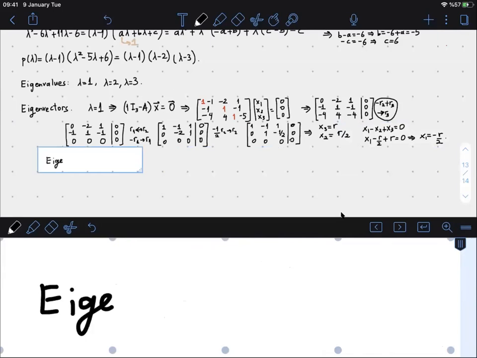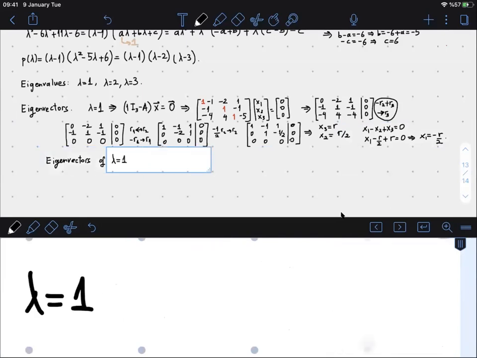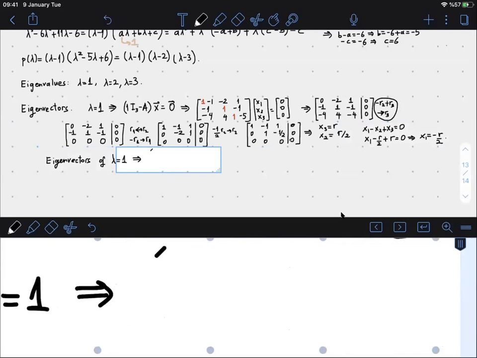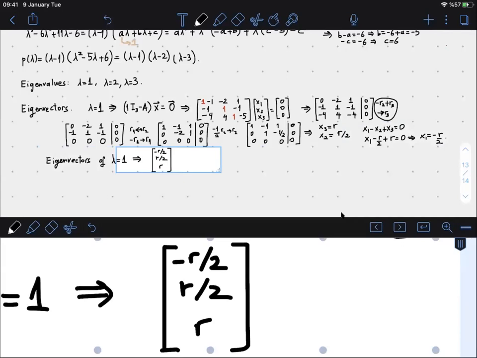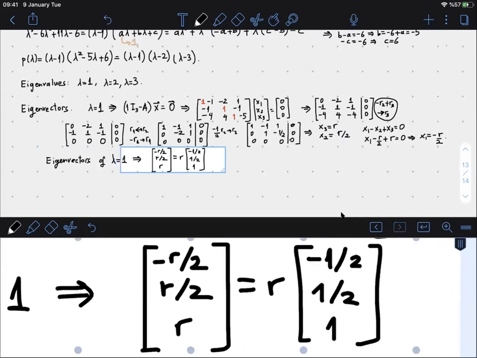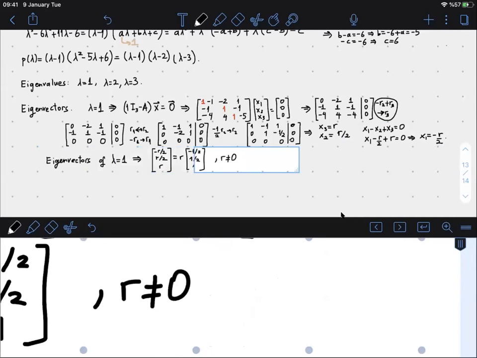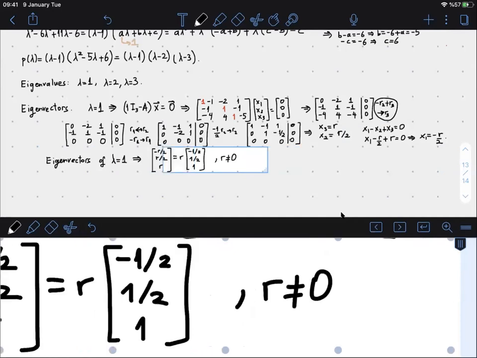So eigenvectors of lambda equals 1 are of this form. So minus r/2 is x1, right? x2 is r/2 and x3 is r. Or I can write this as r times minus 1/2, plus 1/2 and 1. Here r is not 0, r is any number other than 0. Okay, so there are infinitely many eigenvectors of lambda equals 1, and all of them have this form. So you see, eigenvectors are not unique. There are infinitely many of them. Okay, so that's always something that appears.